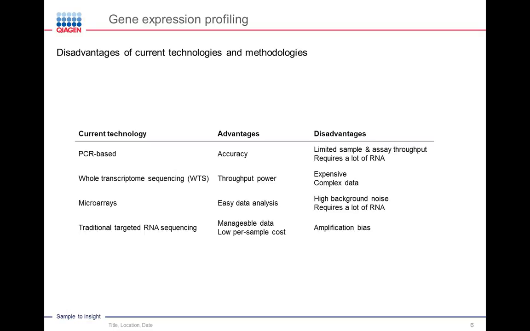And it also requires a lot of RNA. So you could end up requiring micrograms of RNA if you want to look at 96 genes or 100 genes or 500 genes. So you need a lot of RNA for PCR-based methodologies.